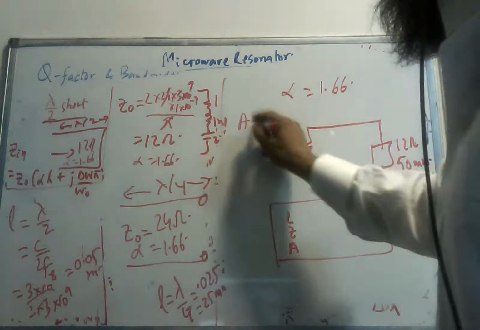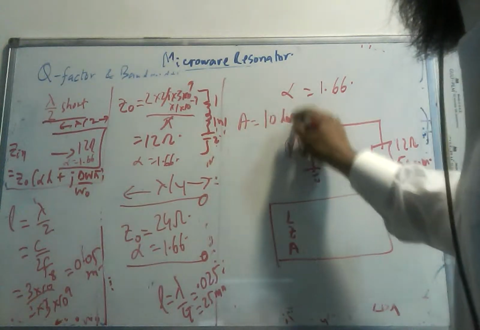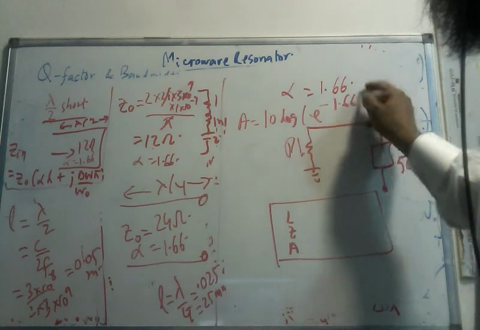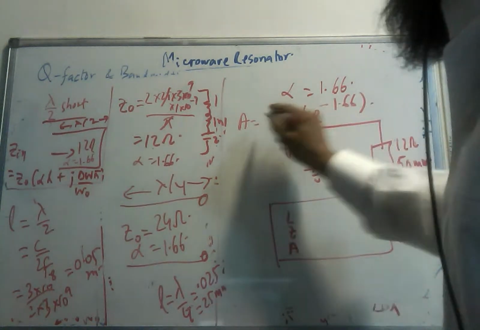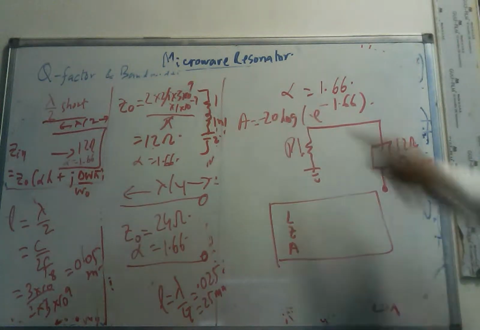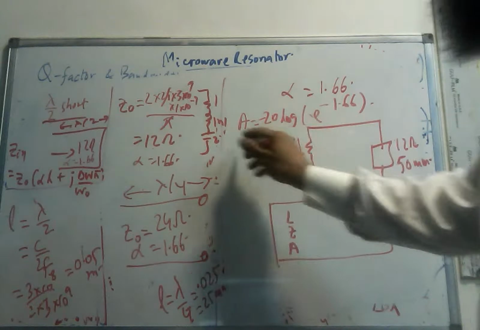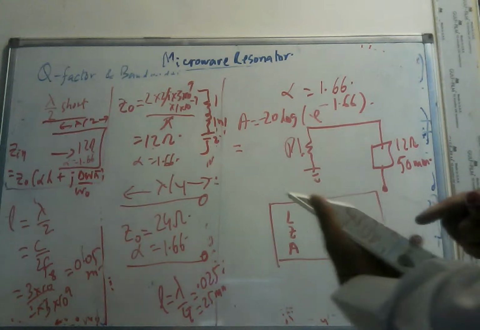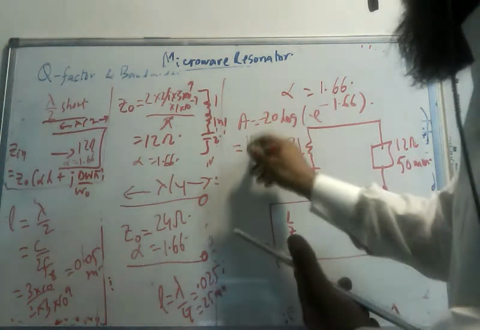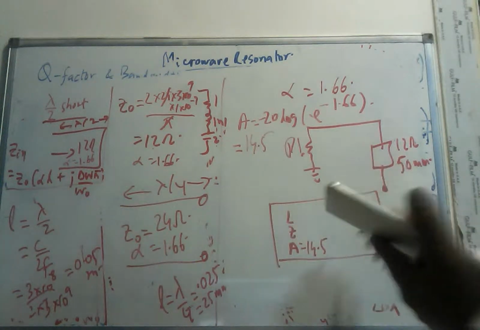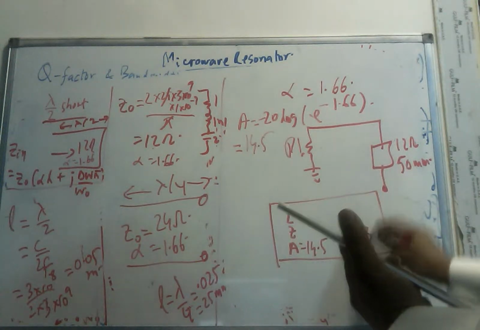So A is equal to 10 log e raised to the power minus alpha. Sorry, it is minus 20 log. So when I put it here, it comes out to be, I think, minus 14.5. So this is what you can see here, it comes out to be 14.5, so I put 14.5 here. But another very important thing is the frequency. The frequency should be 3 gigahertz.